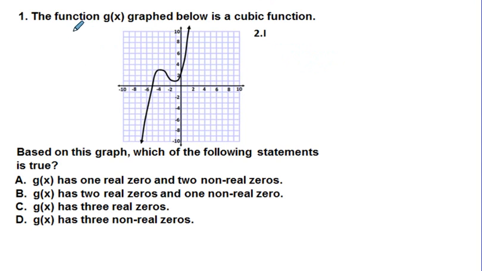as a preview. Number one, the function g of x graphed below is a cubic function, and that means the leading term is going to be x to the power of 3. And what this problem does, it tests the understanding of the fundamental theorem of algebra, which is that the number of zeros, real and non-real, of a polynomial function is equal to the degree of that function, and some of the zeros may be repeated. So by virtue of that theorem, we're going to have 3 total zeros.